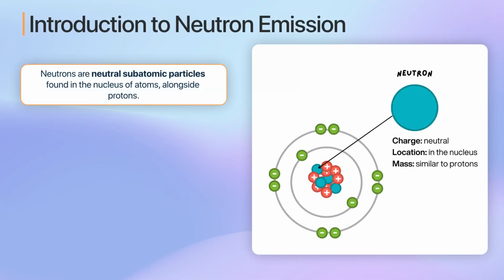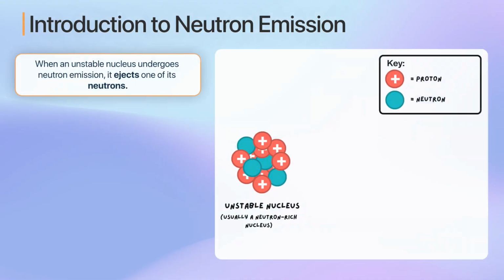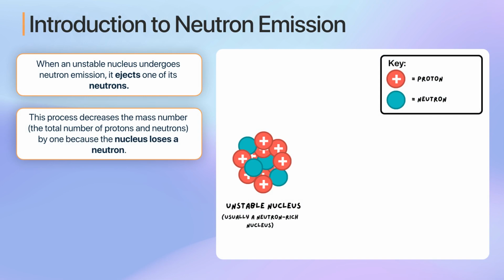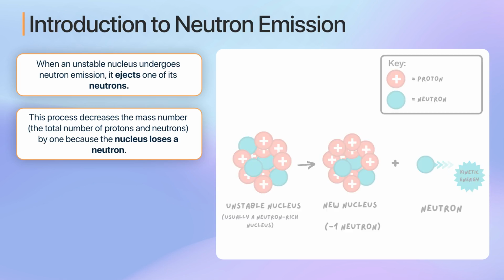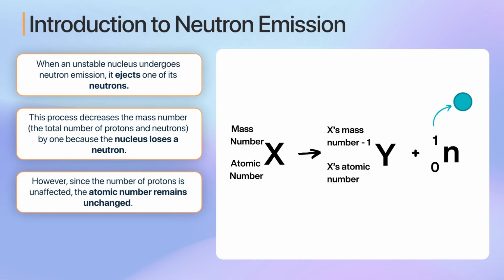Neutrons are neutral subatomic particles found in the nucleus of atoms alongside protons. Neutrons have a similar mass to that of a proton, but unlike protons, neutrons carry no electric charge. When an unstable nucleus undergoes neutron emission, it ejects one of its neutrons. This process decreases the mass number, the total number of protons and neutrons, by 1 because the nucleus loses a neutron. However, since the number of protons is unaffected, the atomic number remains unchanged.